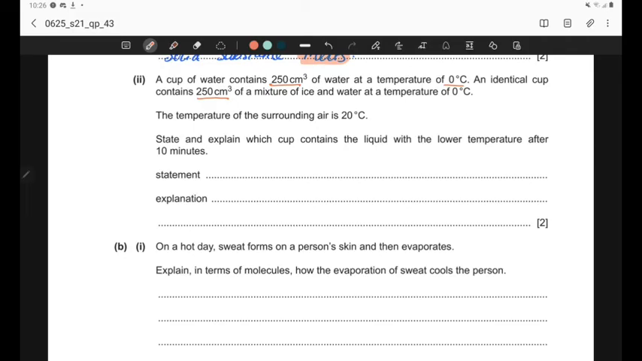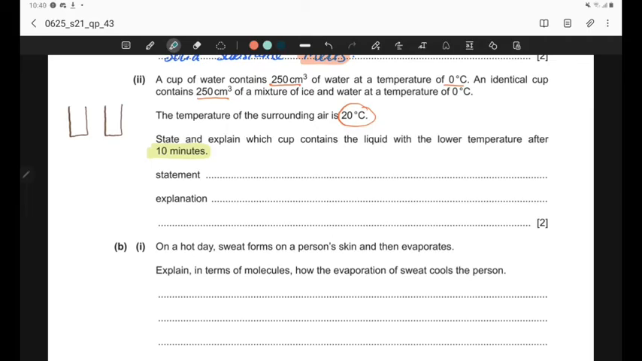The temperature of the surrounding air is 20 degrees Celsius. State and explain which cup contains the liquid with the lower temperature after 10 minutes. So in this question we have two identical cups. Two identical cups mean they have all the same kind of thermal properties. They are made with the same material, same thickness, everything is the same.